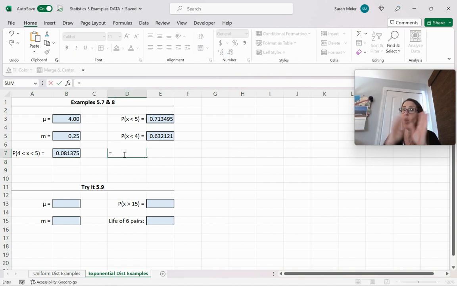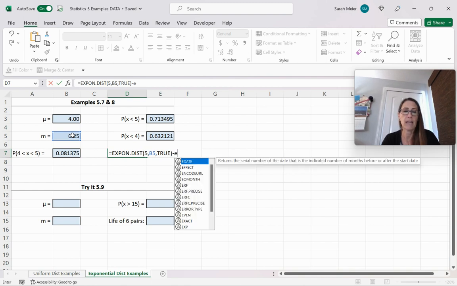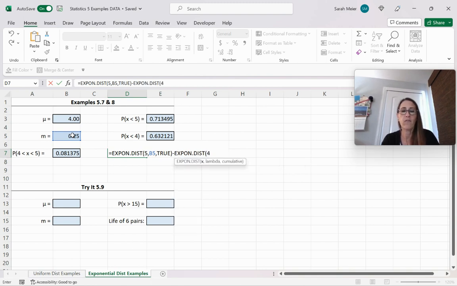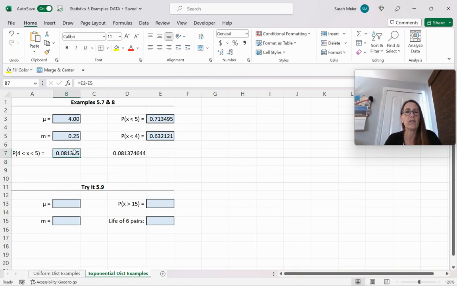But you can also type it all into one cell. So EXPON 5, M, true, minus, same thing, EXPON 4, M, true. And again, you can type in the 0.25. So you get the same value here and here, depending on how you do it. But if you like multiple steps, just to get your brain organized and see where everything's coming from, you can do it this way, or you can type it all in one cell, if that makes sense to you.